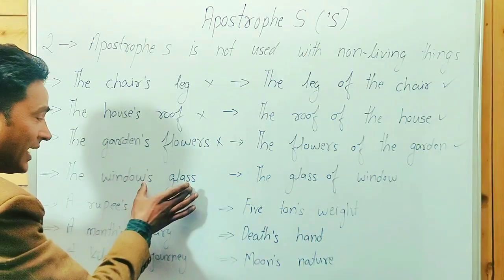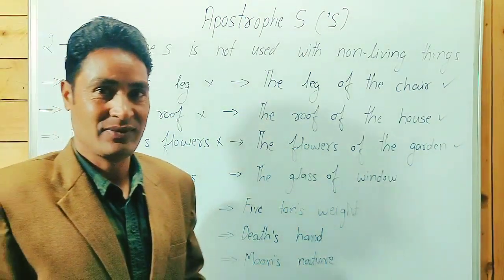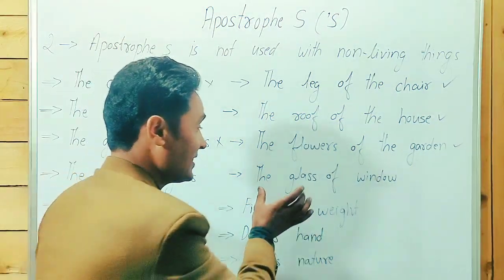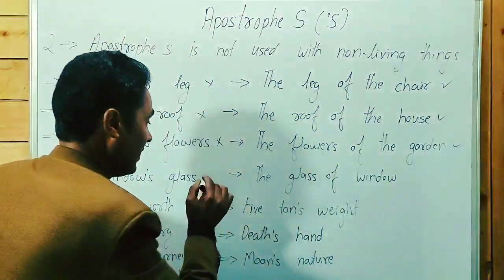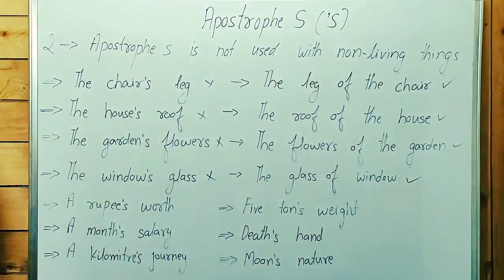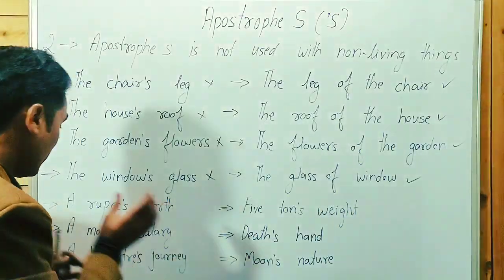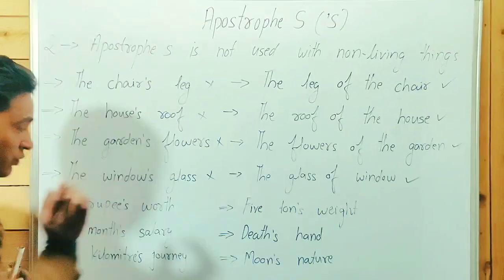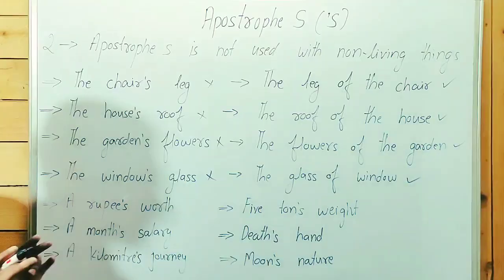The window's glass can be changed. Windows glass can be changed. The glass of window. That's why incorrect, correct. We have to say the glass of window. When we talk about this, a rupee's worth, what do you think about correct and incorrect?